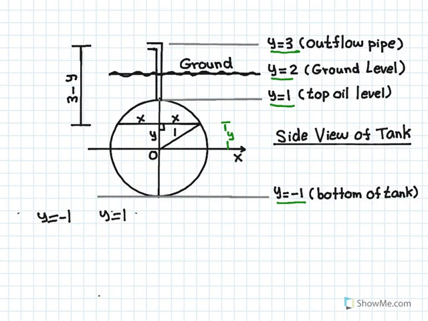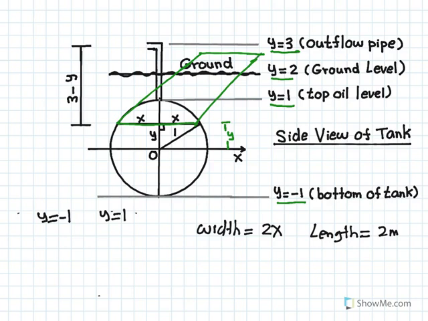And every horizontal cross-section of oil is a rectangle with a width of 2x meters and a length of 2 meters. This is very important to conceptualize. So let's do that. 2x, this part here, is the width of the rectangle. Let's also draw the length. The length comes out like that. Because this is the cross-sectional slice, which is a rectangle, and this is 2 meters. So 2x times 2 gives you the cross-sectional slice.